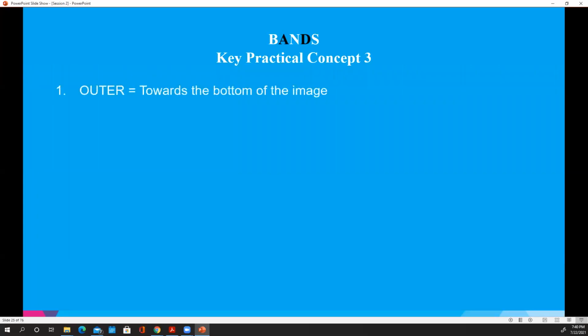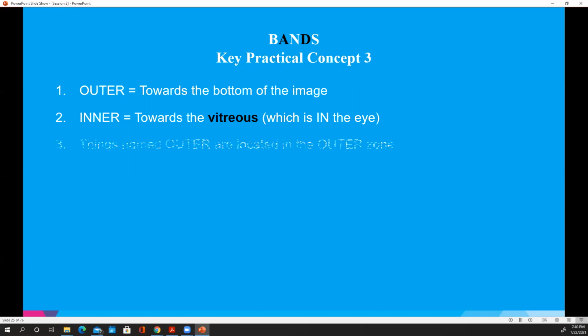Practical concept number 3. You know this, but we reiterate it. Outer means towards the bottom of the image, okay? Inner means towards the vitreous, or a better way for me, the way when I was learning it, I said it's whatever's in the eye. Towards the vitreous means you're more in the eye. The most inner spot of the eye is right in the center of the eye, in 3 dimensions, which would be smack dab in the vitreous cavity. So anything that's going towards that center spot is going to be inner, okay? And anything that's going away from that spot is going to be outer, okay? So outer's towards the bottom, inner's towards the vitreous.